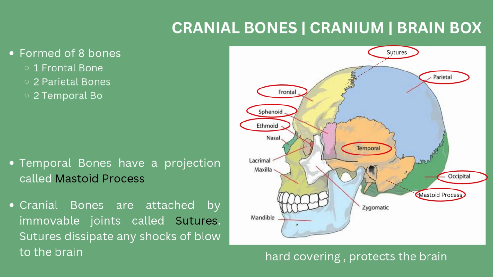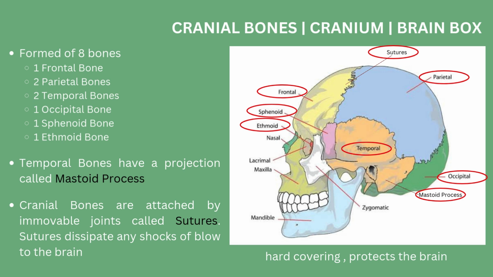The cranium is also known as the brain box, and it is the part of the skull that encases and protects the brain. So it serves as a hard covering for the brain, providing essential protection from physical impacts and trauma. Now, the cranium is composed of 8 bones. The frontal bone, which forms the forehead and the upper part of the eye sockets. Then there are 2 parietal bones, which form the sides and the roof of the skull.